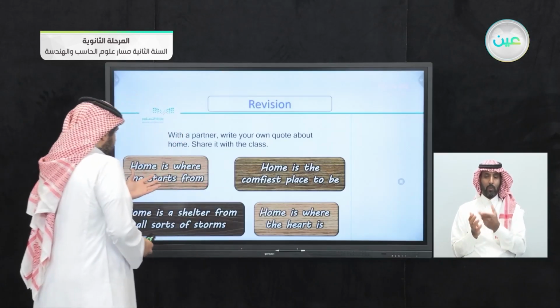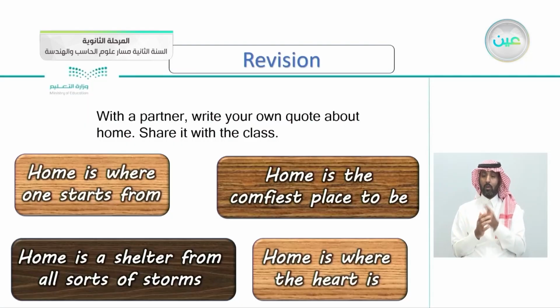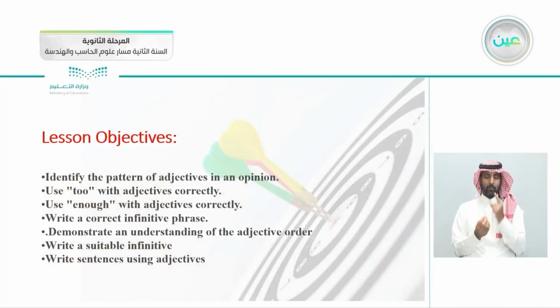For example, we have written, home is where one starts from, or home is the comfiest place to be. Home is the shelter from all sorts of storms. Home is where the heart is. So this was our previous lesson, the pair work. So let's jump to today's lesson, the grammar lesson.